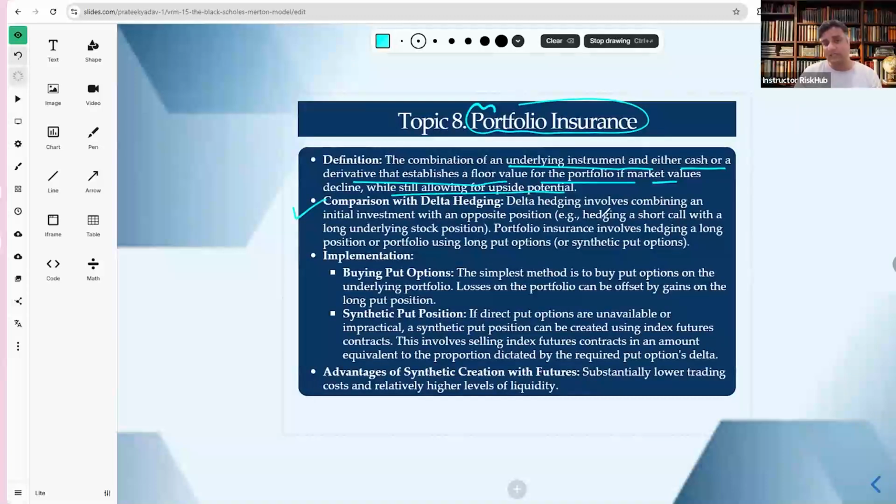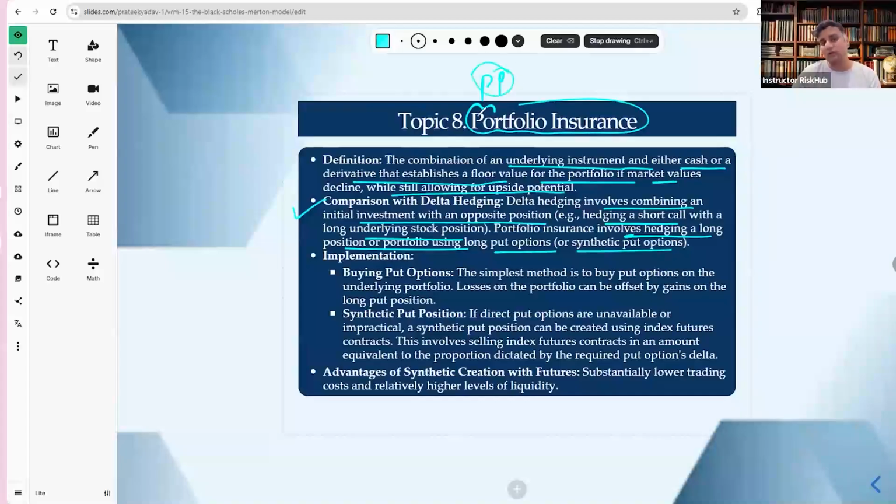There's a comparison with delta hedging. Delta hedging involves combining an initial investment with an opposite kind of position, either you sell a short call. Portfolio insurance involves hedging a long position using a long put option. Protective put, guys. This is exactly protective put, PP. Right? Don't forget protective put.